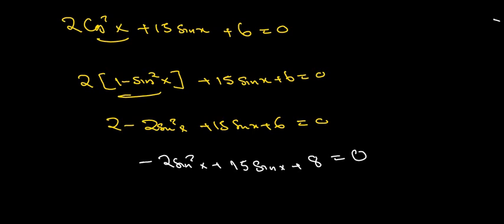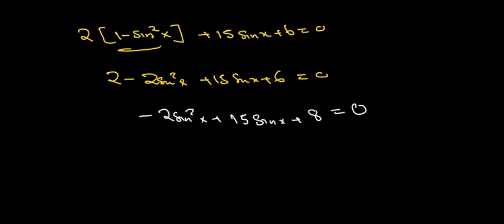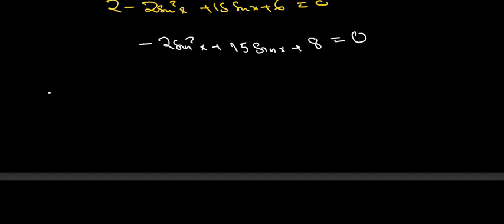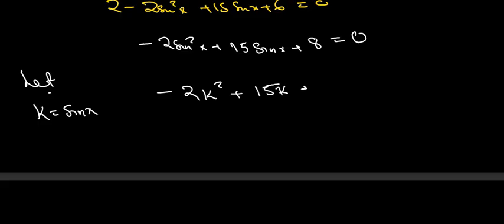Then from here we try to solve this. The product is going to be negative 16. It's just a quadratic, right? Like how you'd solve any other quadratic. So we're going to say let k be equal to sine x. There's a 15k there, then there's 8. So we're saying the product is negative, that's AC, right? Negative 16. The sum is just a 15.